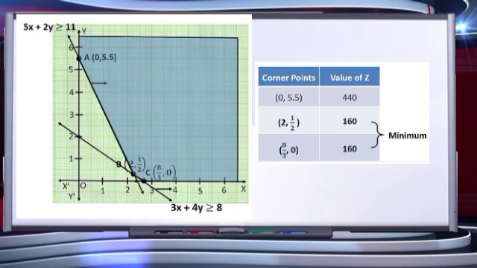Next is to find the value of Z at all these corner points. And from here we are going to see which value is minimum, because we need to minimize the cost. So here, as you can see, the minimum value is 160, which is falling at 2 points, that is (2, 1/2) and (8/3, 0). So this will be our answer.